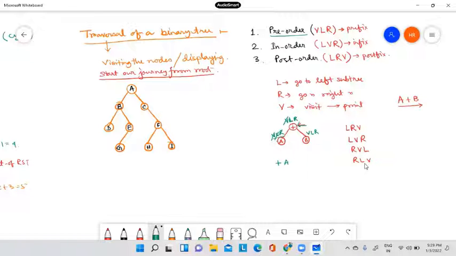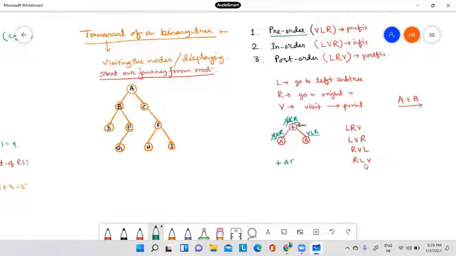So all done. Then I will get back to this function, this plus. Now left is done. Now what is the instruction? Go for right subtree. So I will move into right subtree. Now in right subtree, what is written? VLR. So first visit.